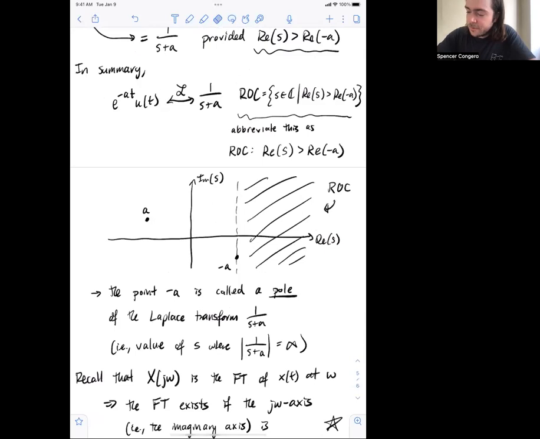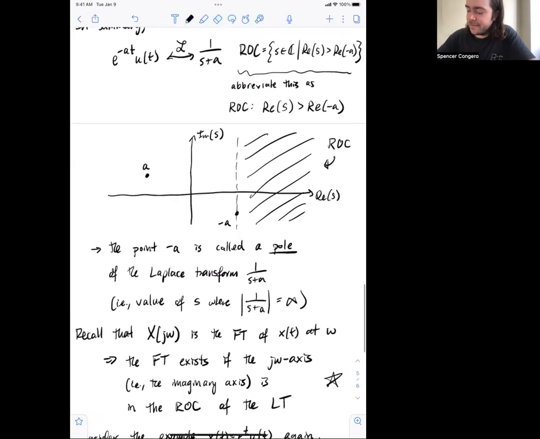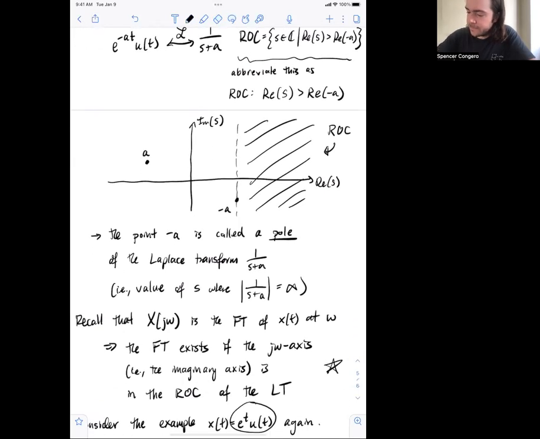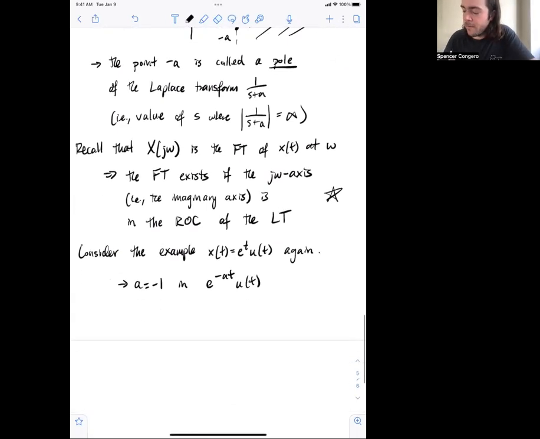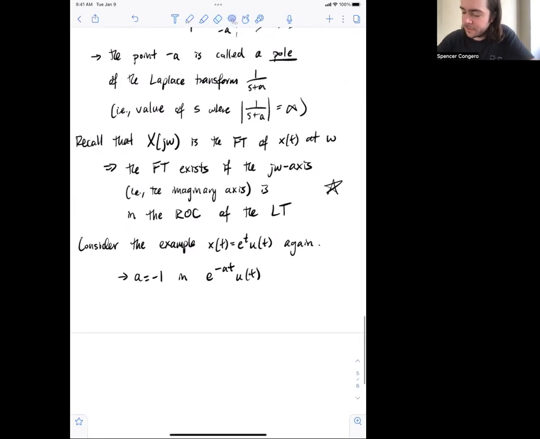Well, as we said before, we want a to be -1, right? If a is -1, then we get the function we're interested in. So a is -1 in e to the negative a t times u of t. That'll give us the function we want. We'll move this down a little bit.